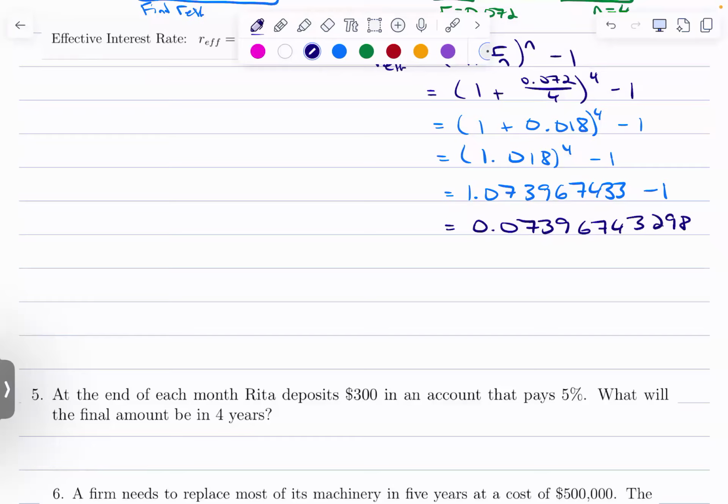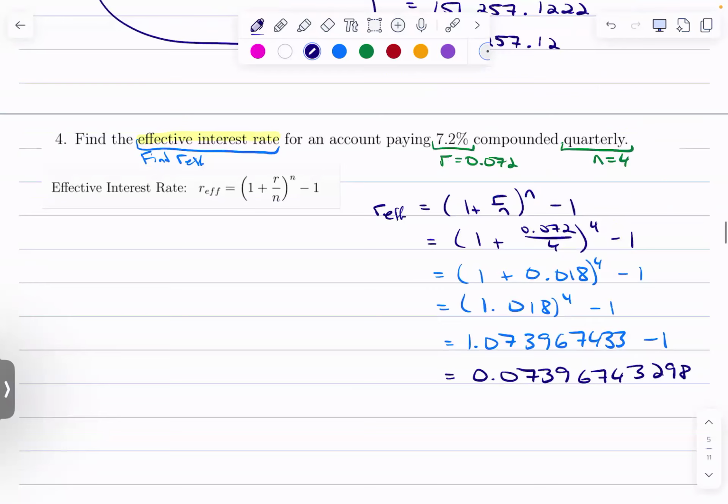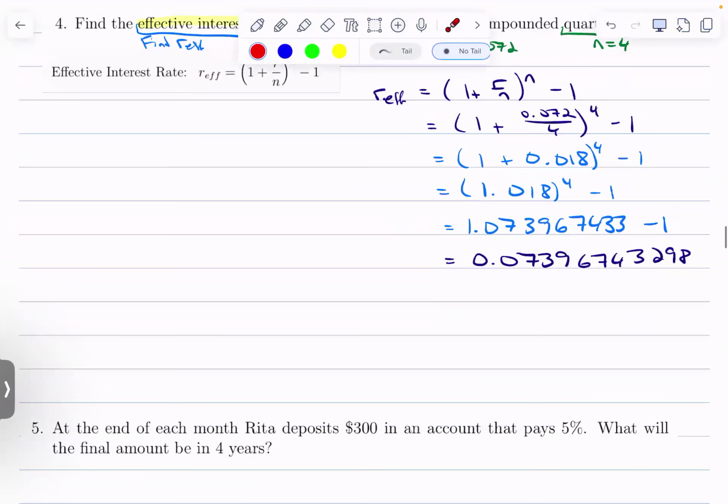0.073967432998. The light's flickering in here. So the effective interest rate, you can just leave it as the decimal, right? Or if you prefer, 7.397%.